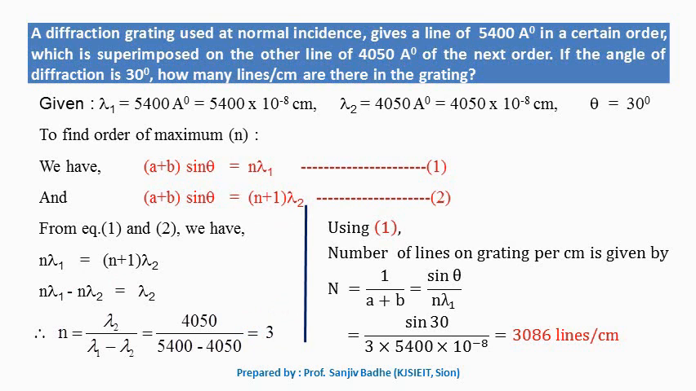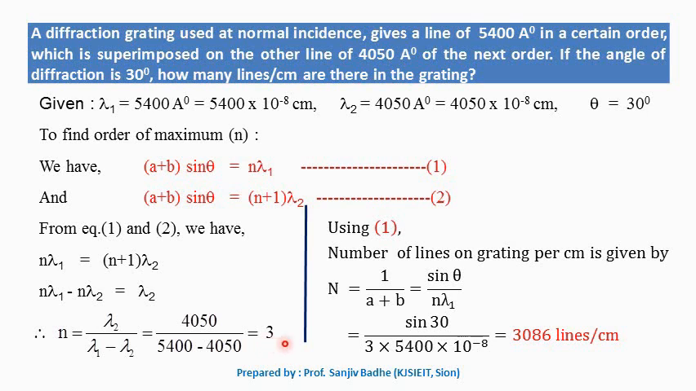Here two wavelengths are given, 5400 and 4050. Which should be lambda 1 and which should be lambda 2? The answer is in the expression lambda 1 minus lambda 2. So lambda 1 has to be the greater wavelength, right? From here also you can make out n lambda 1 is equal to A plus B sin theta and n plus 1 lambda 2 is equal to A plus B sin theta. Therefore lambda 1 has to be greater than lambda 2.